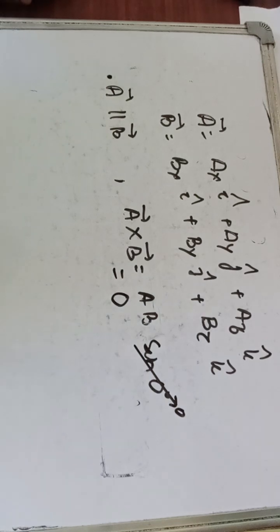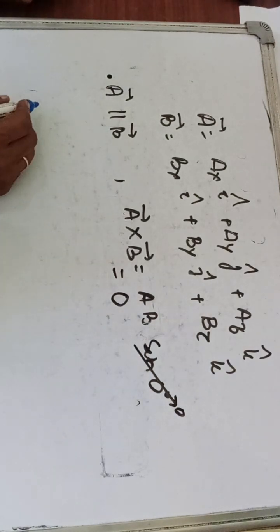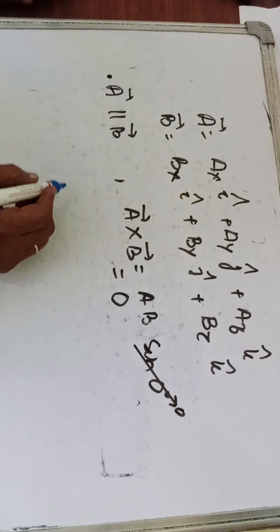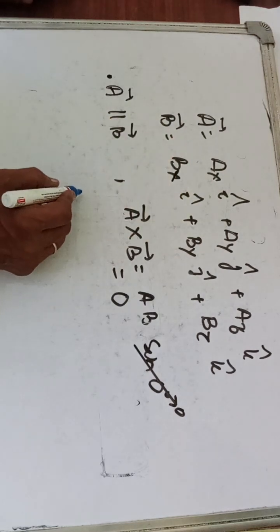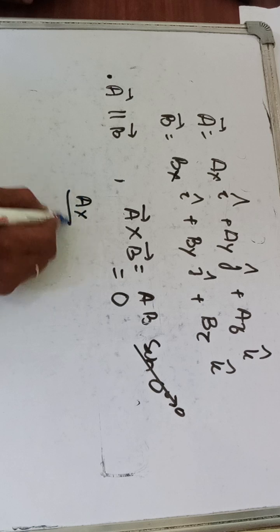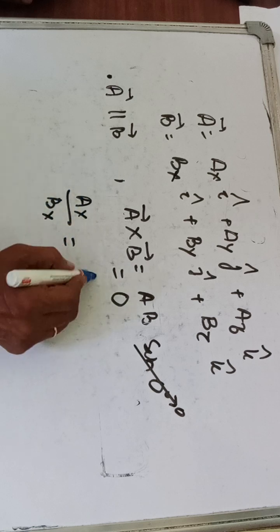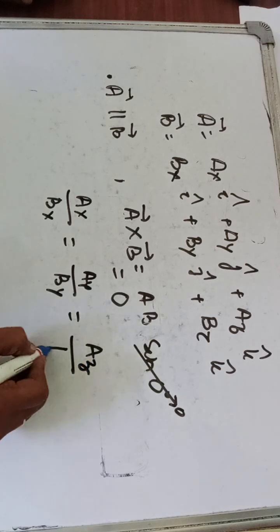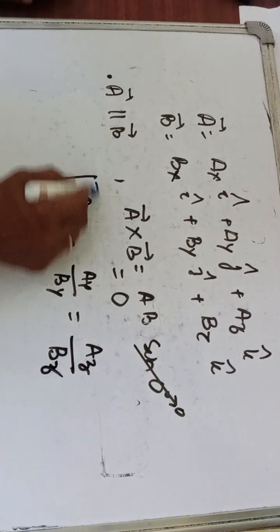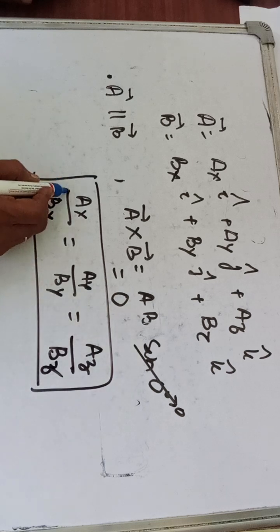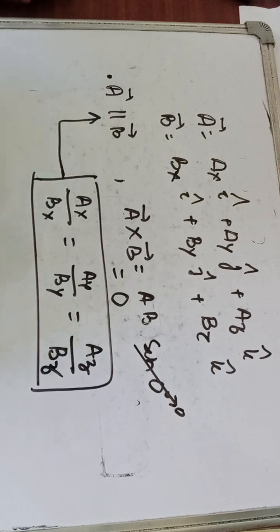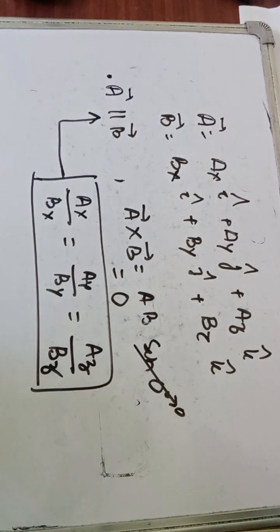If two vectors are parallel, their cross product will be 0, whereas their components will bear a constant ratio, that is ax by bx is equal to ay by by is equal to az by bz. This is the condition. If this is observed, then it indicates vector A is parallel to vector B.